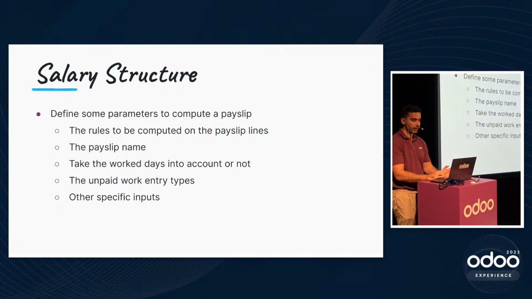You can also define which work entry types. Work entry types are the little boxes that we saw earlier on the employee scheduler. Which work entry types won't be taken into account on the net salary. For example, you could have unpaid time off that is not paid. And finally, you can define the specific inputs that will be added by default on the payslip. So you could have by default a commission applied at that moment or not.